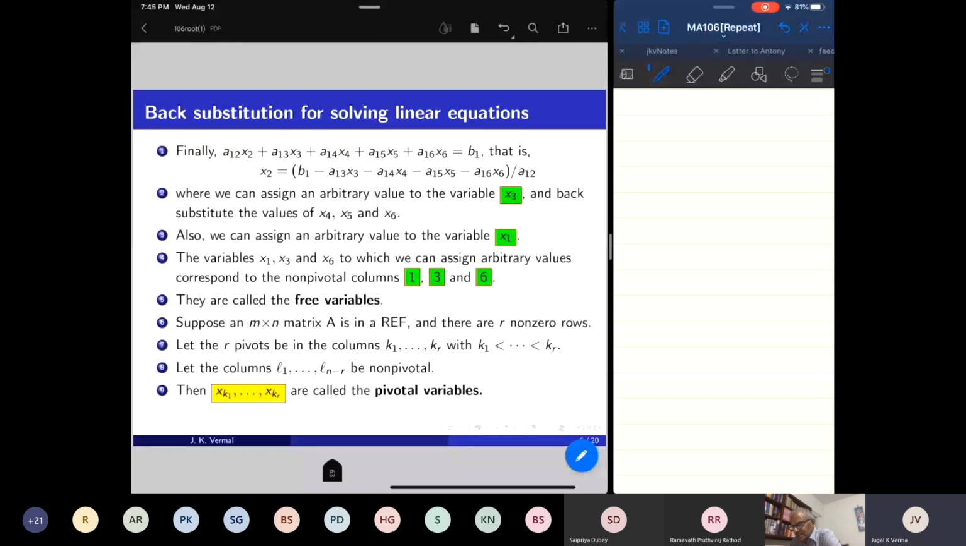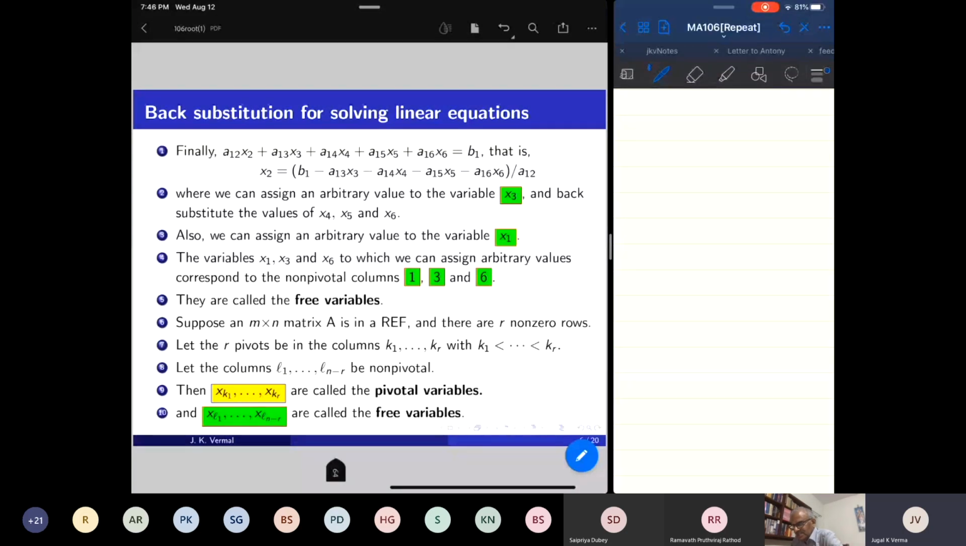So the pivotal variables are in the K1, K2, KR columns. So xk1, xk2, xkr, they are the pivotal variables. They are determined in terms of the non-pivotal variables. Non-pivotal variables are the free variables. So the free variables, we are denoting them by xl1, xl2, up to xl(n minus r). Don't be afraid of this notation. We are simply writing the column numbers where pivots are occurring, and writing the variables corresponding to the columns in which pivots are occurring, and they are xk1, up to xkr. These are the pivotal variables, and remaining variables are free variables.